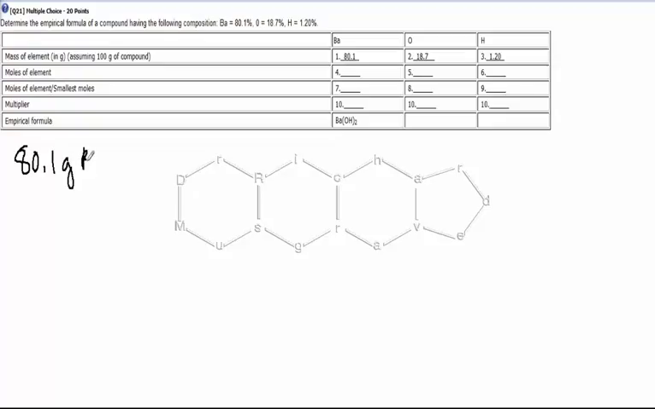80.1 grams barium, grams of barium go on the bottom, moles go on top. Relationship, 1 mole is equal to 137.33 grams. And that's going to be 0.583 moles.